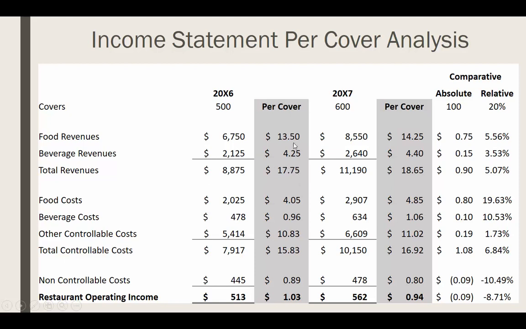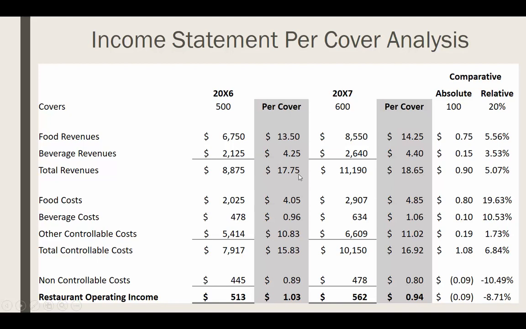If I wanted to further break that down to see how much of it was related to food and how much by beverage, I would just divide my food revenues by the number of covers, and that would give me an average for food revenue per cover. Same thing for beverage. We would do that for every single line. And before we even do that, it looks like we're doing great, right? We've gone up in revenue and we've gone up in operating income. So let's keep that in mind as we move forward. It looks good so far.